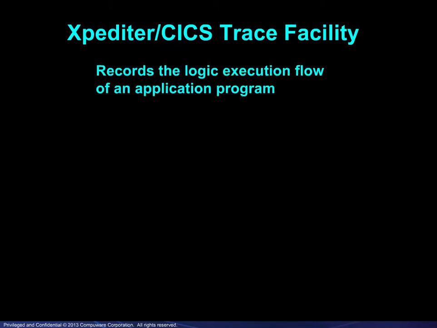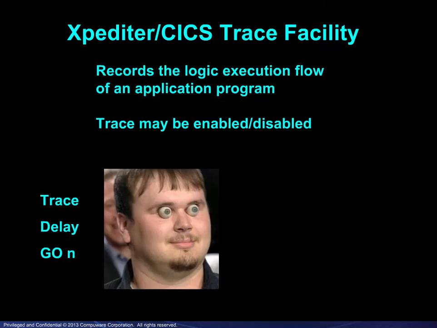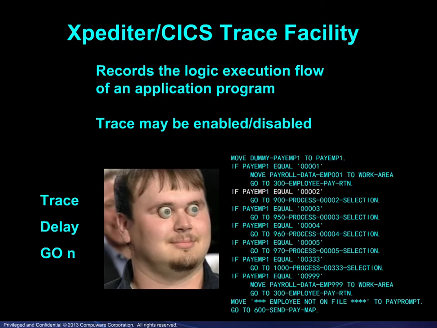The Xpediter CICS Trace Facility records the logic execution flow of an application program. It may be enabled and disabled during a testing or debugging session. Besides the trace, we will also look at the delay and go-n options, as they also relate to keeping your eyes on the execution path of your program code.